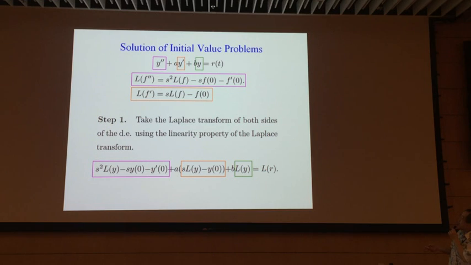If we use this reserved notation, capital letter for the Laplace transform of a function written in small letter, then this equation can be written more simply. You can write a capital Y here, and then little y at 0, little y prime at 0, and so on. You can write a capital Y and a capital Y here. Then on the right side, it will be a capital R.